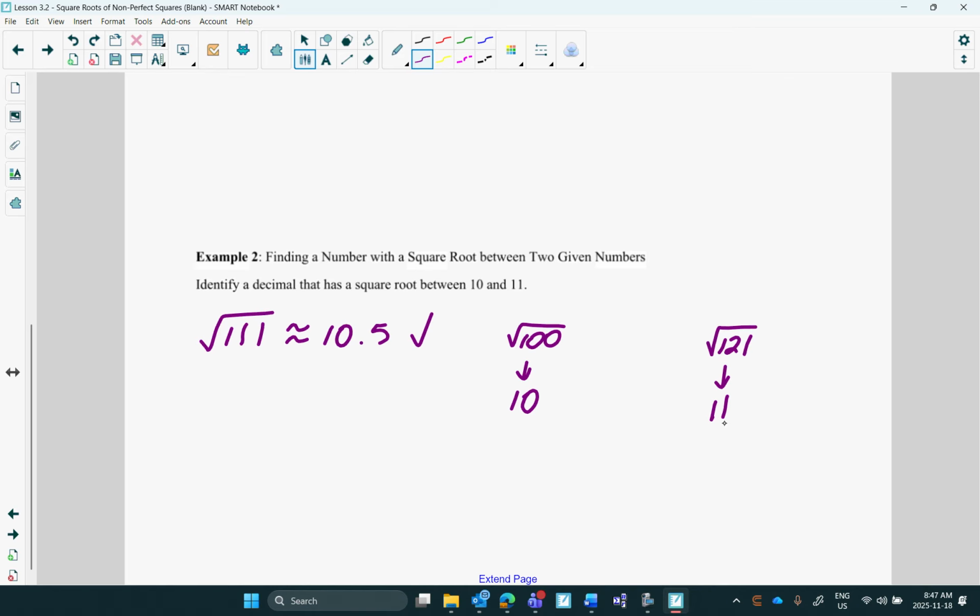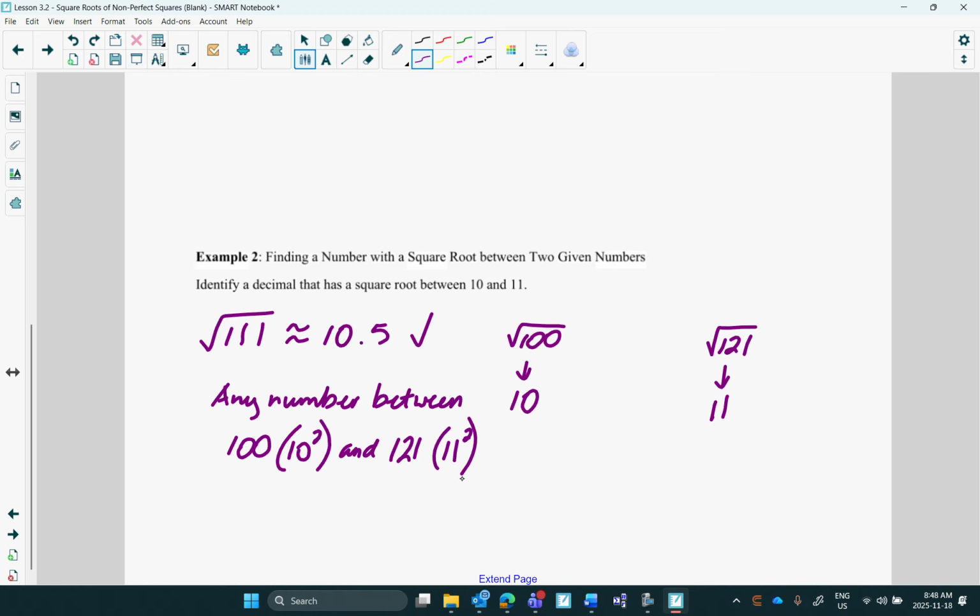115.7. 119.35. You got tons of numbers to pick. Okay? So any number between 100, which is 10 squared, and 121, which is 11 squared. That would be your answer.